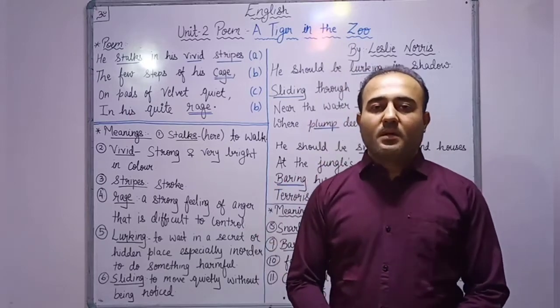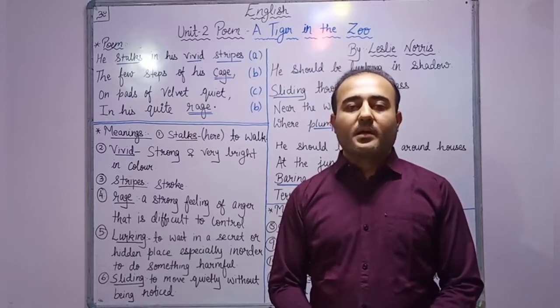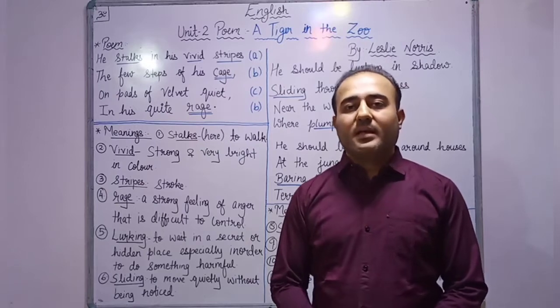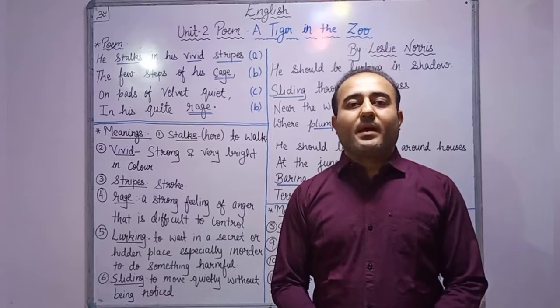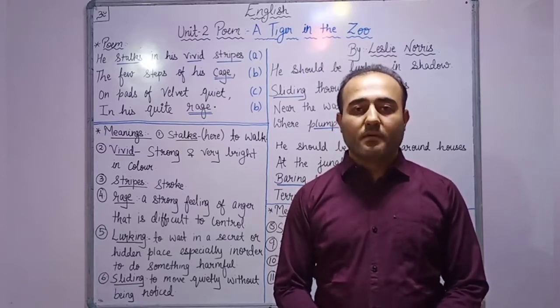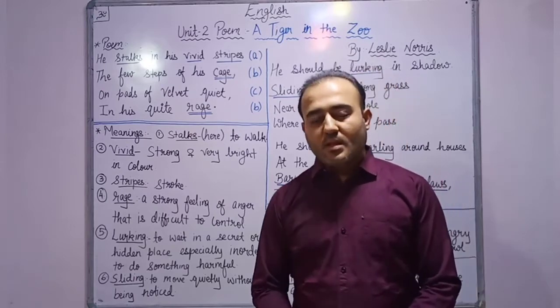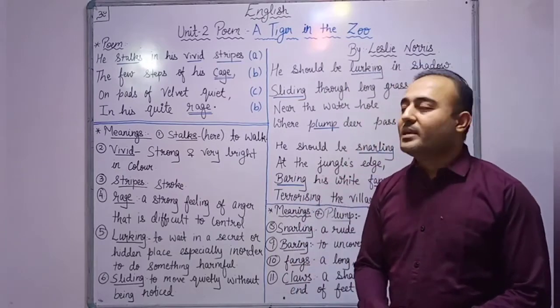In this poem, the first, fourth, and fifth paragraphs give us the description of the life of the tiger in the cage, and the second and the third paragraphs, or stanzas, give us the description of the tiger's life in the forest or the jungle. So, let me read out the poem first to explain you in detail.